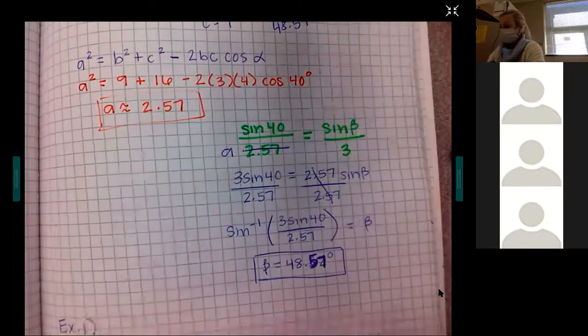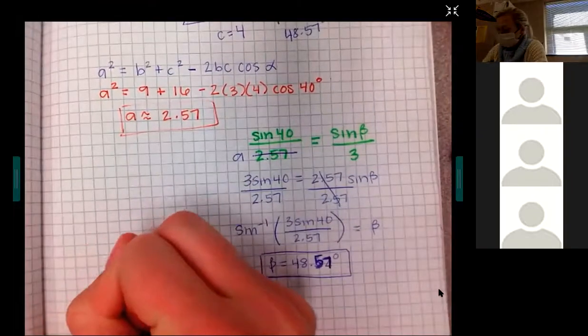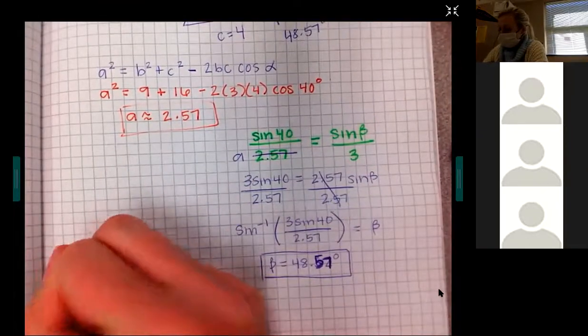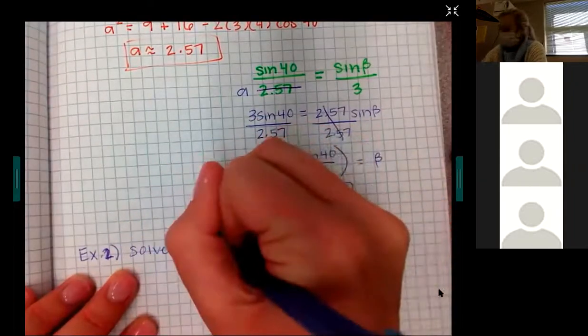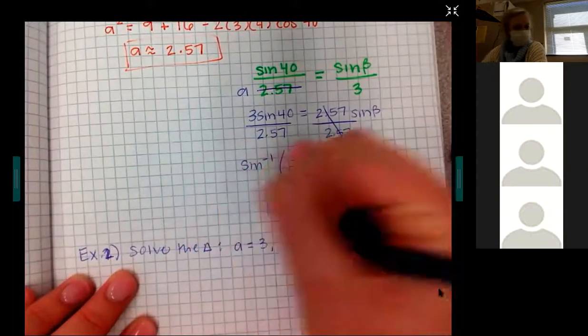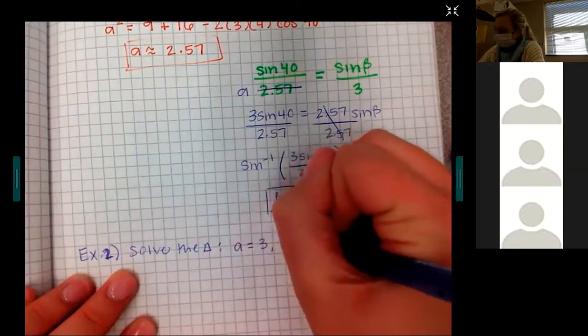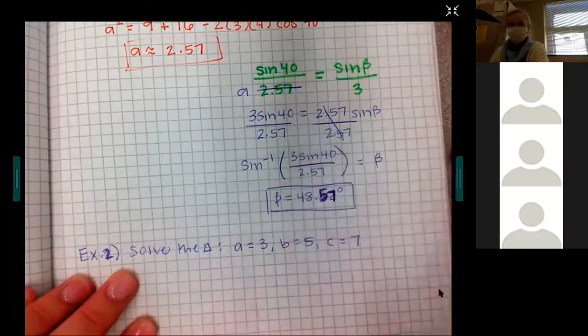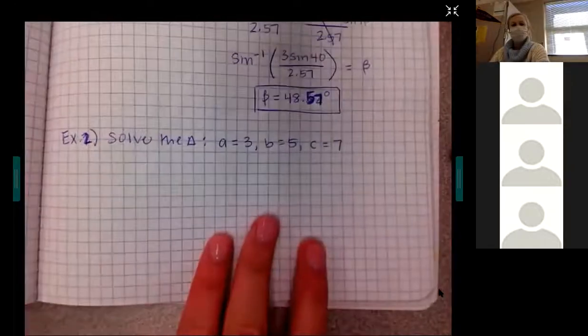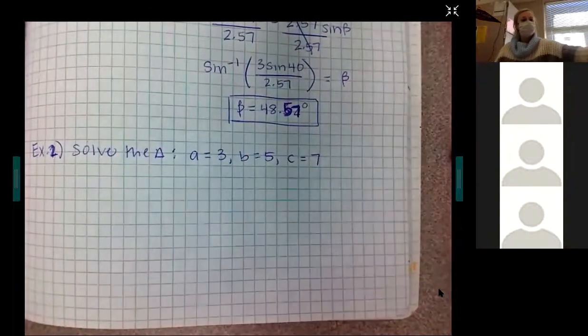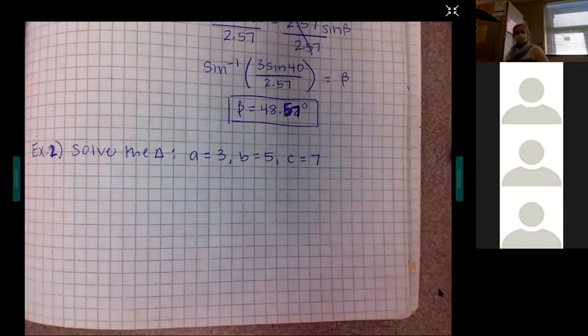Hey, kiddos. You're gonna solve, I don't know why I wrote example 1. Solve the triangle where A is 3, B is 5, and C is 7. I can help you get started if we need it. I want us to start here. Draw a picture. Should be an easy picture to draw.